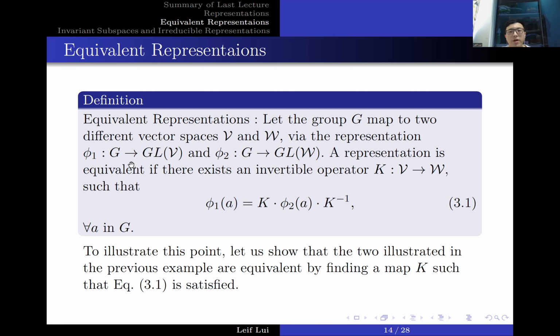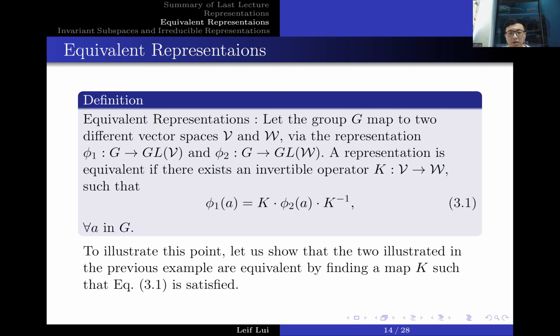So via the representation, the following. Basically, given a map phi1 and phi2, from the group to a vector space and from the group to another vector space, the representations are equivalent if there exists an invertible operator from the vector space V to W such that the following is true.